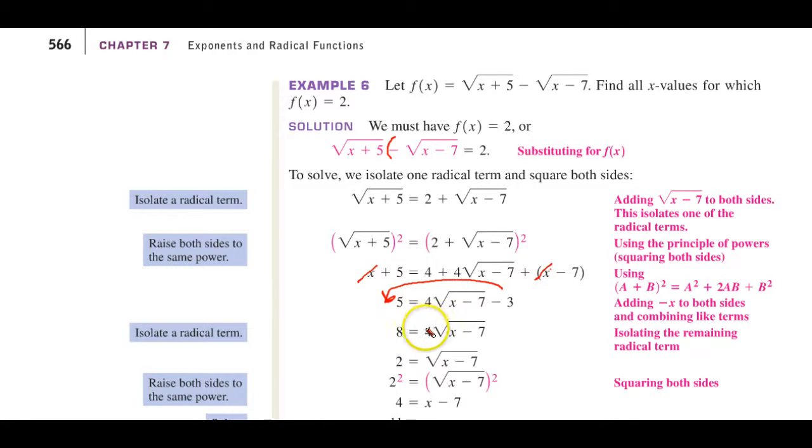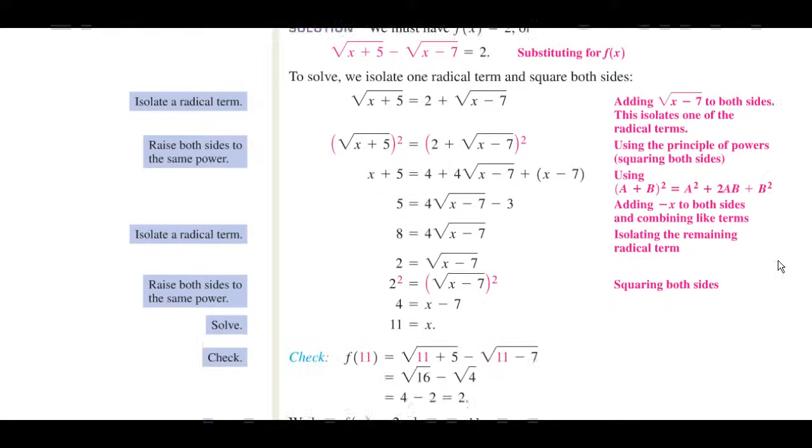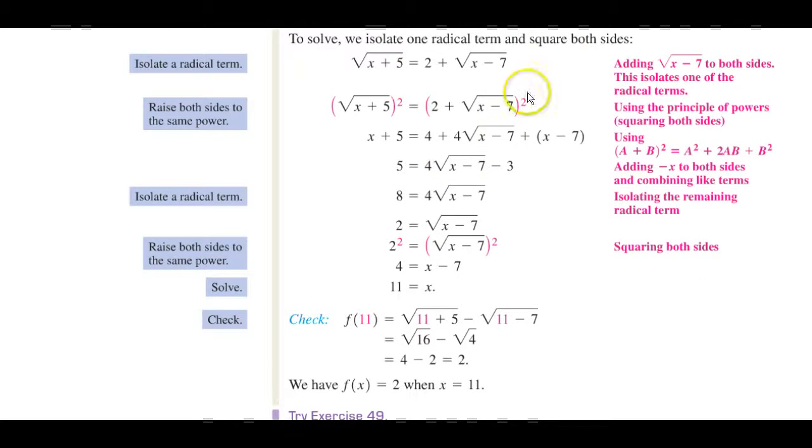Now another little shortcut is when you have something like this, divide both sides by 4. They're not showing you this step, and you get a 2 equals that. So now you have made it very simple, square this, square that, you get x equals 11. And that does check.